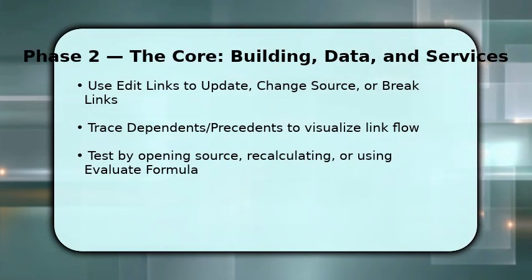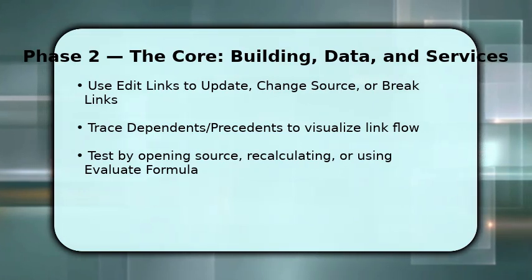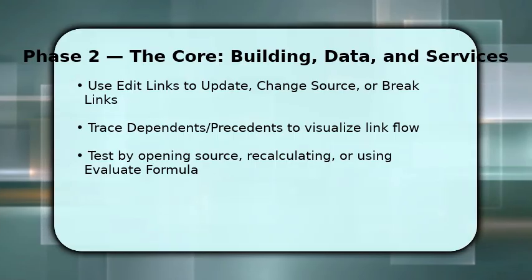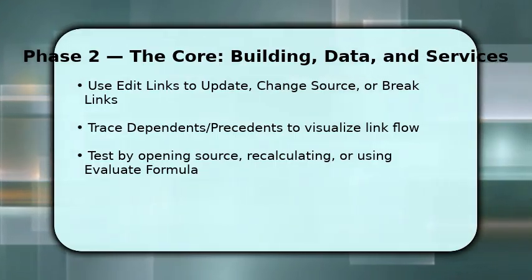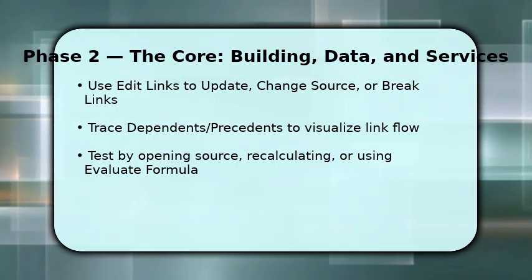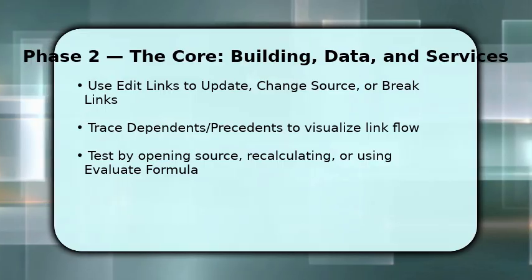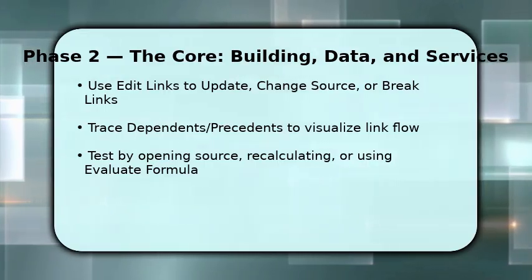Next, inspect each link in detail. Use Edit Links to update values, change the source path, or break links when you need static data. To understand link flow, use Trace Dependence and Trace Precedence on the Formulas tab. This visual map shows where external values feed your workbook.